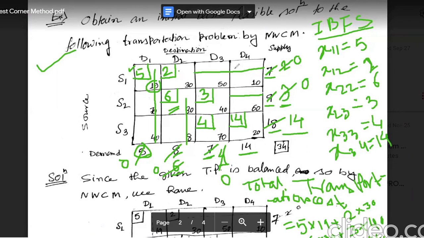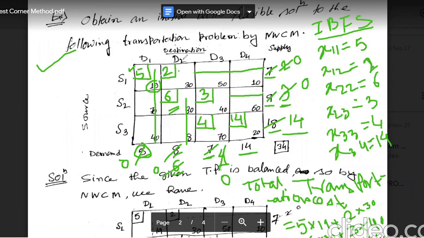So accordingly, this cell. Since 5 units have been allocated to the destination D1, from source S1 you can supply 7 units, but 5 units we have already supplied to D1. So how much is left? 2 units. So from source S1 you can now supply only 2 units.